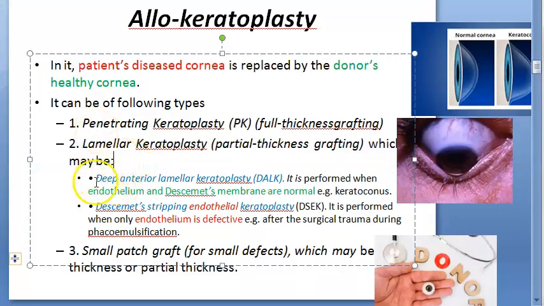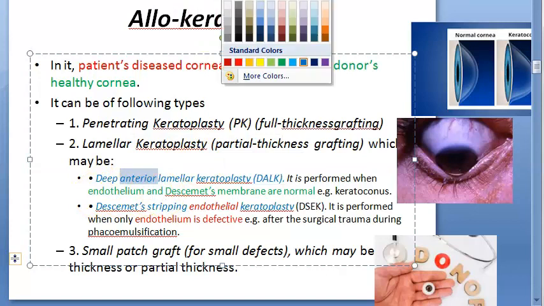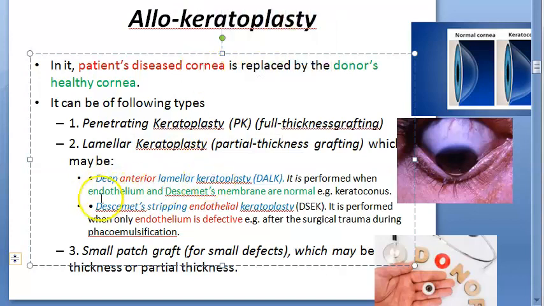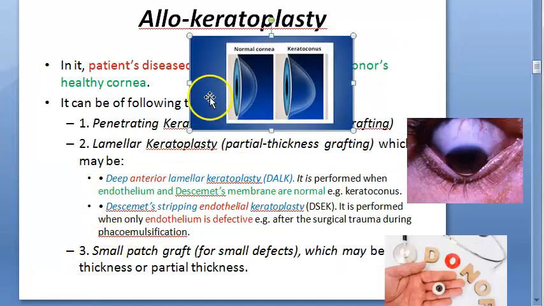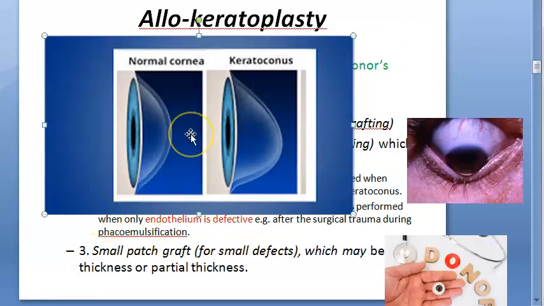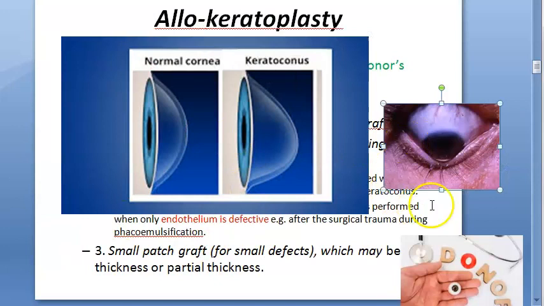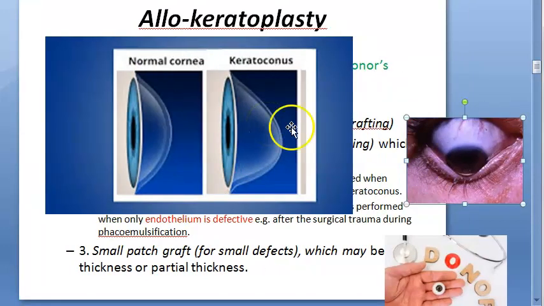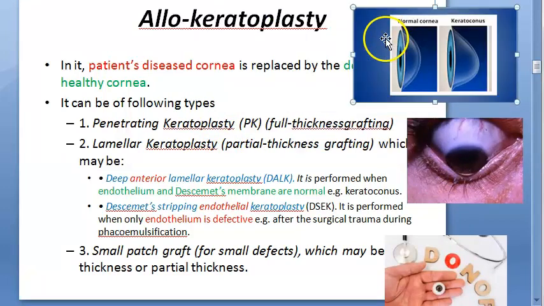So what are they saying in deep anterior lamellar keratoplasty? They do it when only the anterior portion is affected. What are they touching here? Only the anterior portion. The endothelium and the Descemet's membrane are normal, that is, whatever is behind is normal. So they do an anterior lamellar keratoplasty. When do they do this? In keratoconus, right? Basically, when the layers at the back are fine, only an anterior lamellar keratoplasty is done.